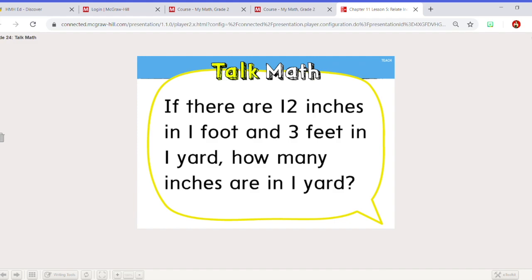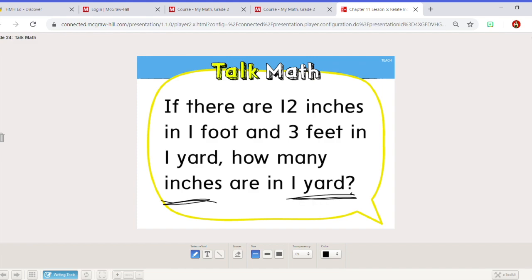All right, I'm going to leave you with today's question on the Talk Math here. I want you to think about this and try your best to answer it as you go through the next few questions. If there are 12 inches in 1 foot and 3 feet in a yard, how many inches are in a yard? If you were paying attention, I answered this question a little earlier in the lesson. So let me know down in the comments if you caught that. How many inches are in 1 yard?